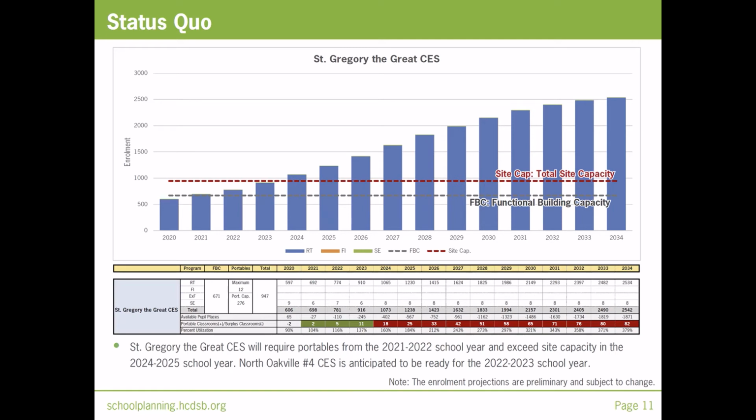In the 2021-22 school year, the school is approaching the functional building capacity, and there will be students in portables. With the expected growth in North Oakville, the school is expected to go over the total site capacity by the 2024-25 school year. Therefore, a new school will be needed before that time.